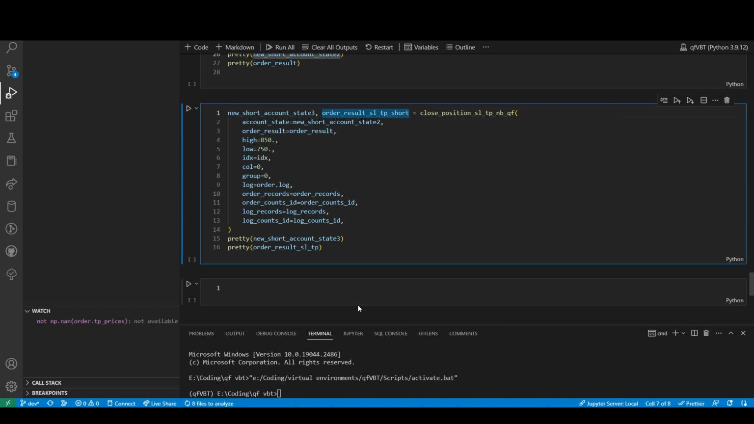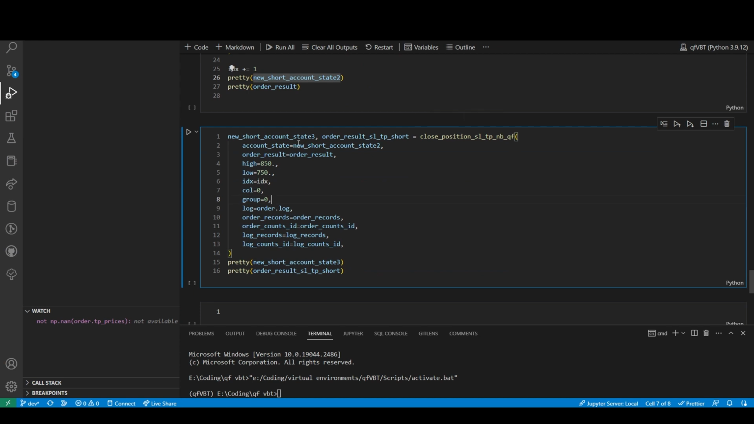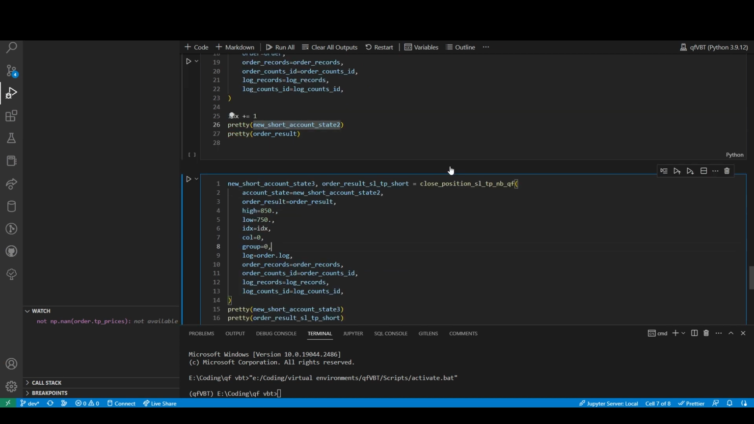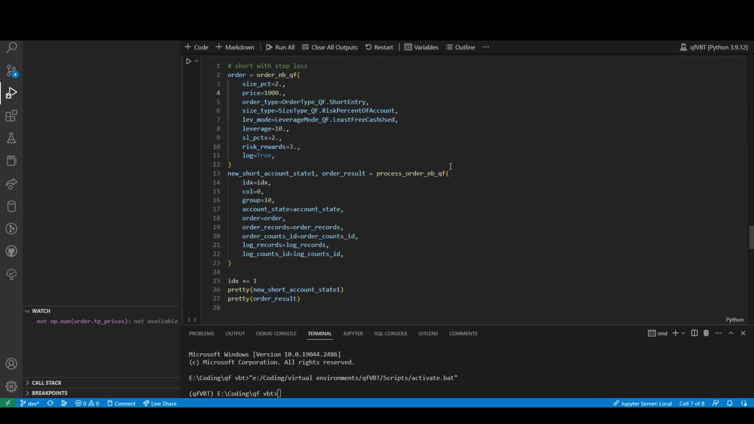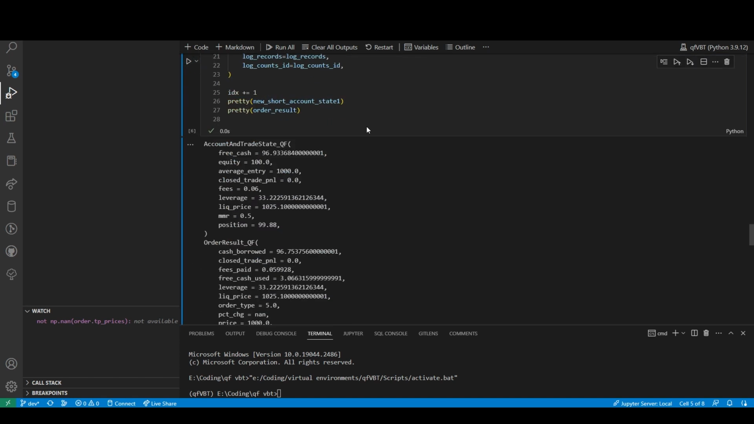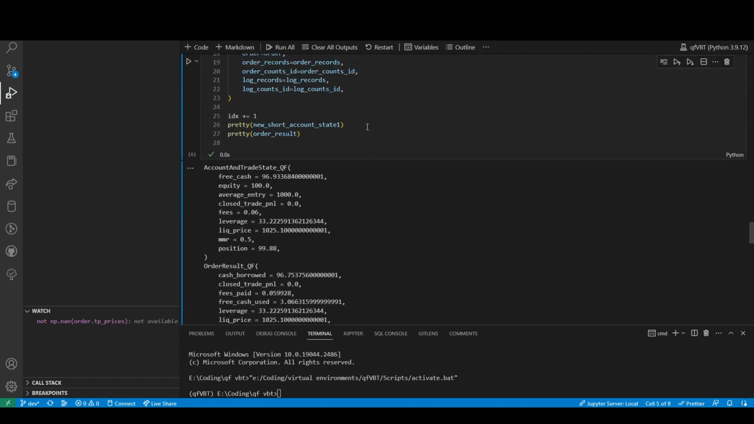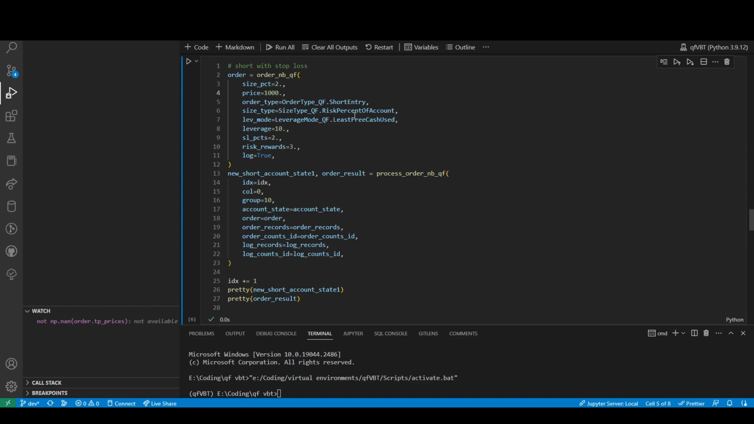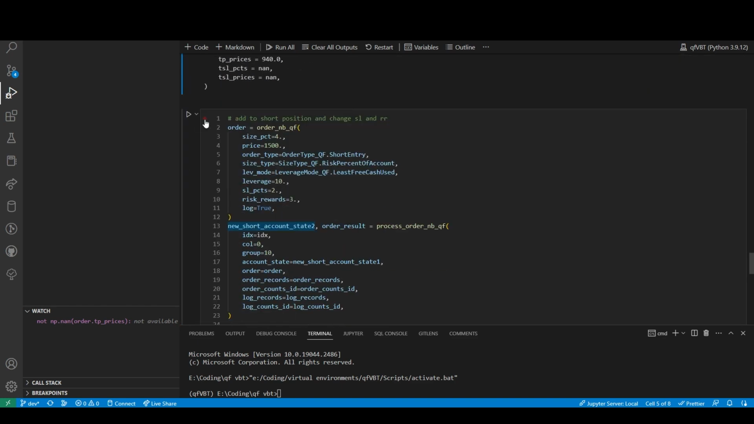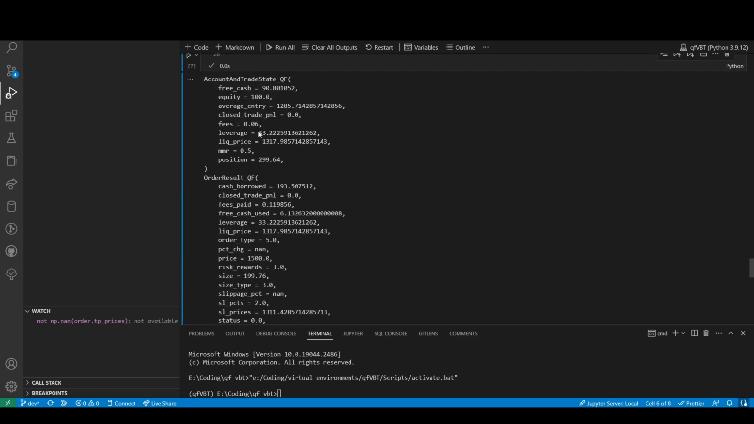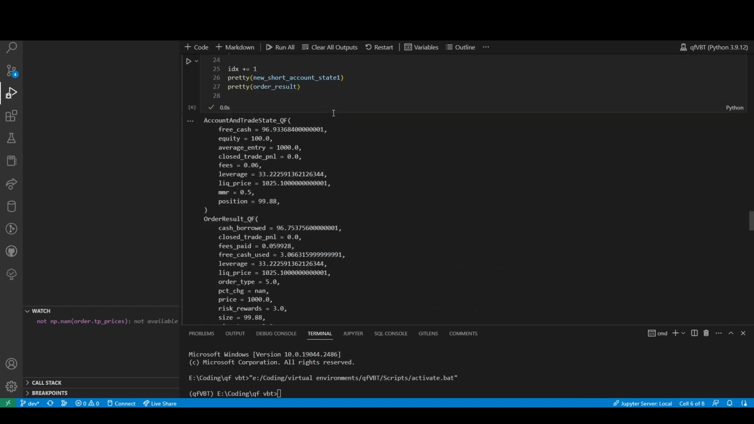Short. It's there like that. I don't know what it's going to do here, but let's just see what happens. So you've got this short order. We're going to add to that. So we got our average entry, this.